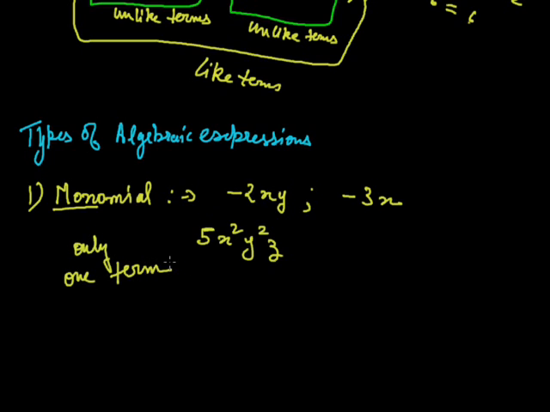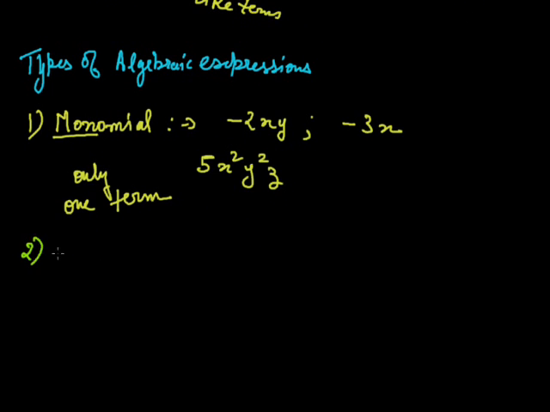Second is binomial. Bi means 2. That is, an expression containing two terms. For example, 2xy minus 3x. This expression contains two terms. The first term is 2xy and the second term is minus 3x. Therefore, this is a binomial.